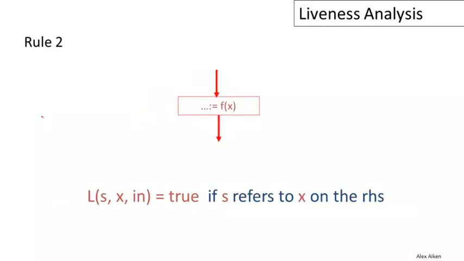Next, let's consider the effect of individual statements on the liveness of x. So the first rule is that if we have a statement and it reads the value of x, here we have an assignment statement, and on the right-hand side it refers to x, so it's reading x, then x is live before that statement. Clearly, x is just about to be used on the in of this statement. So if a statement reads the value of x, then the in of that statement, the liveness of x is true.